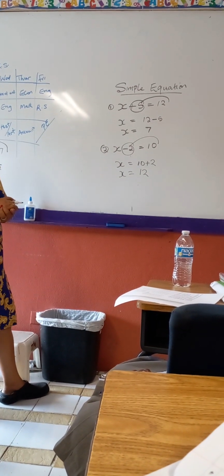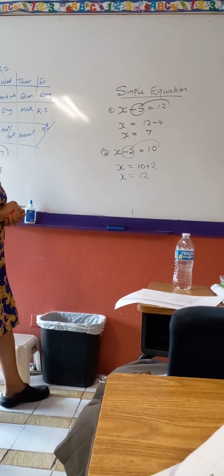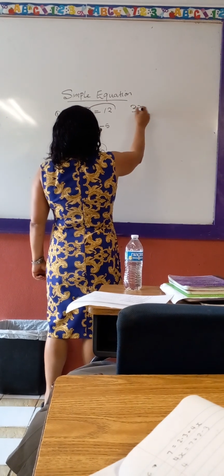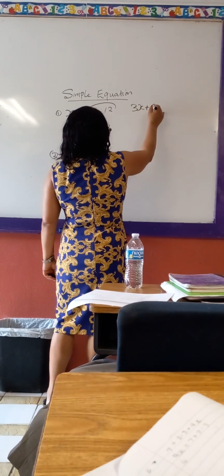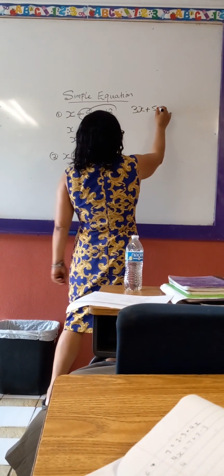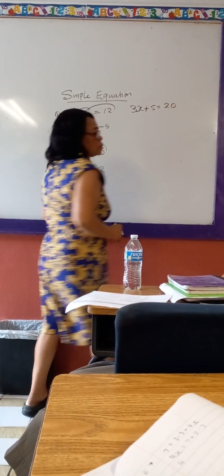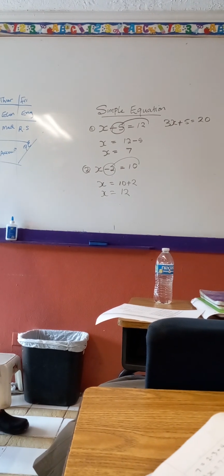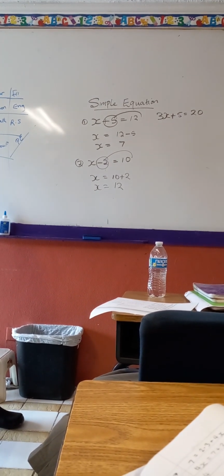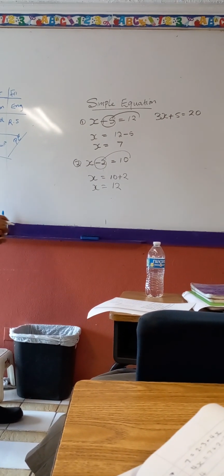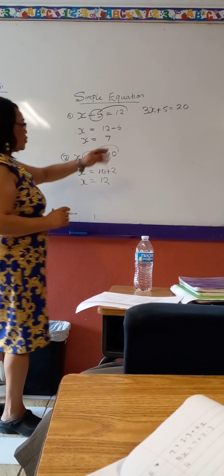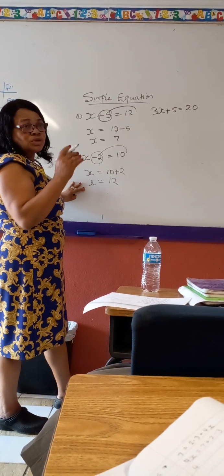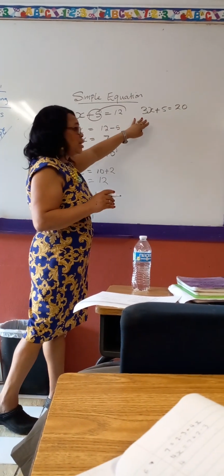Simple. Okay. And there goes another step. What if I have 3x plus 5 equals 20? That's another step. What's the difference in this one, class? There's a number in front of the x. That's the difference here. Both of these, there was no number. In this case, there's a number in front of the x.